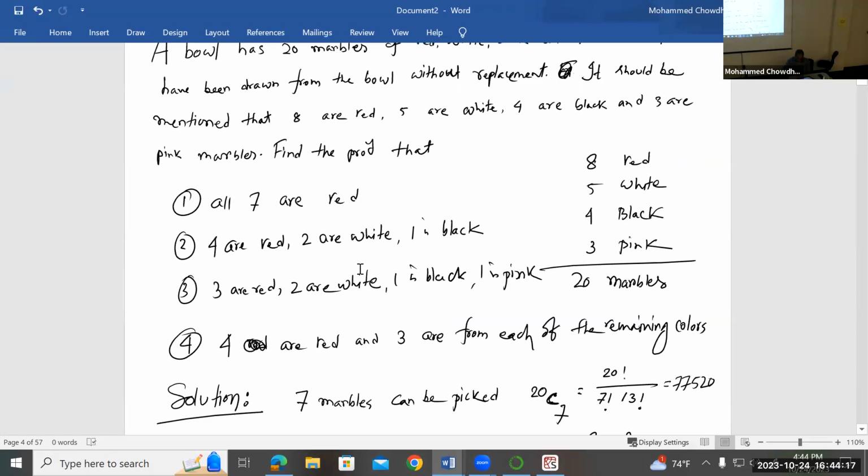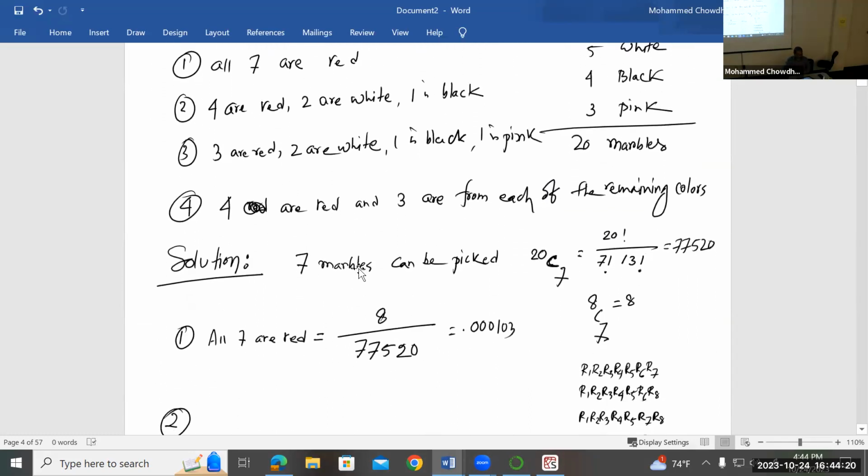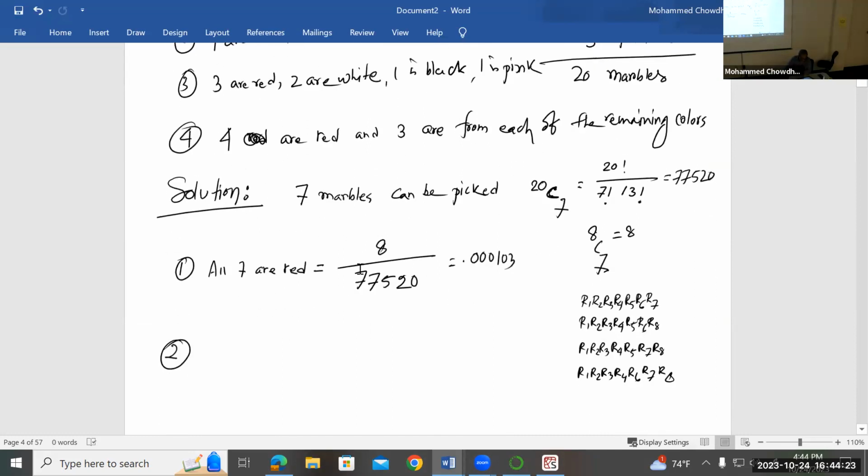4 are red, 2 are white, and 1 is black. How can you do that? The denominator is this one. 4 red, 2 white, and 1 black. Can anyone of you help me?